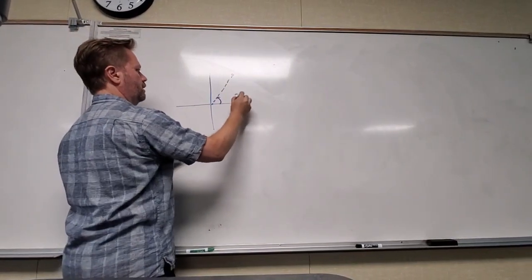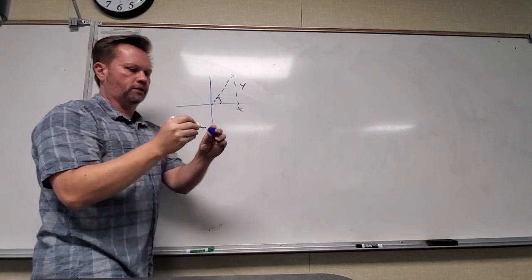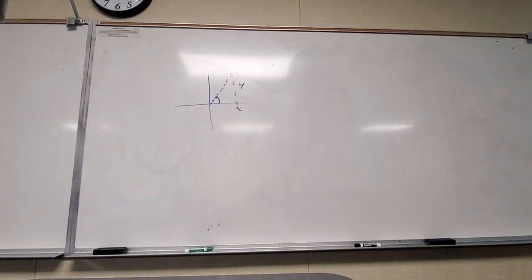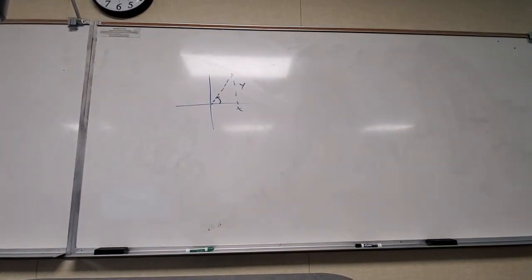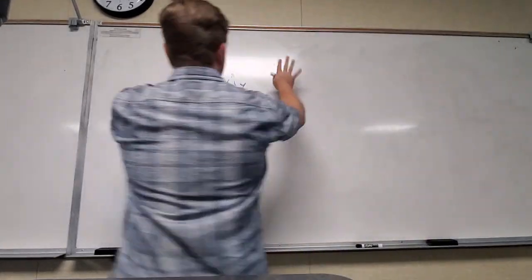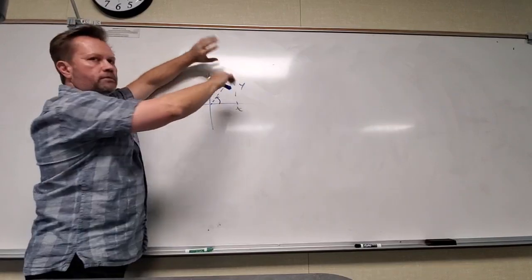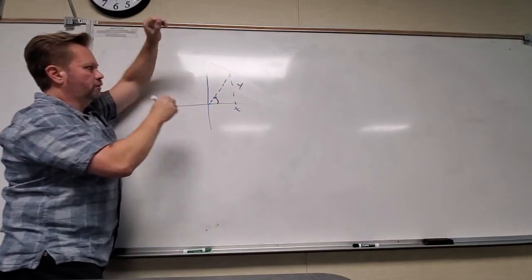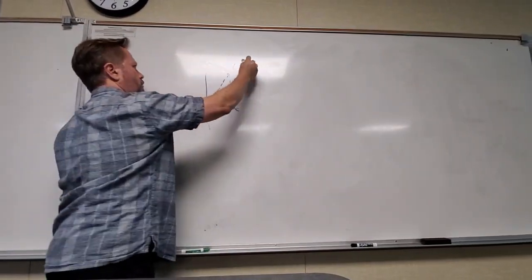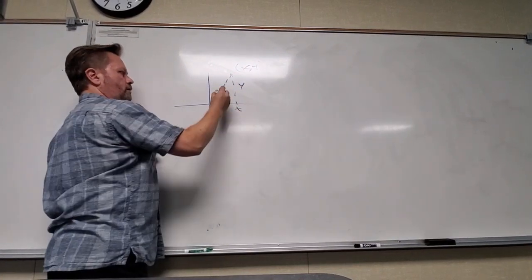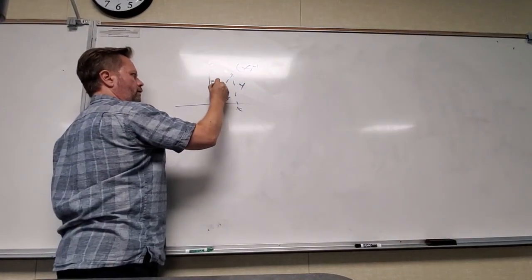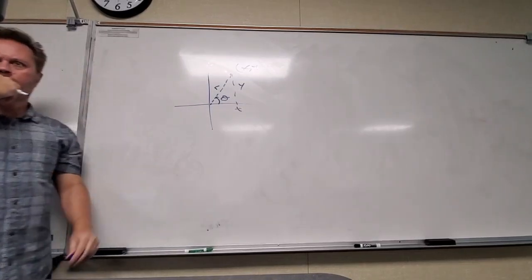So let me do this. Here's X, here's Y. Okay, let me make sure I'm getting all this. So that makes sense. I could find that point by going over and up, like we always have. So that would be the point X, Y. Or I could say turn through an angle and go a certain distance.